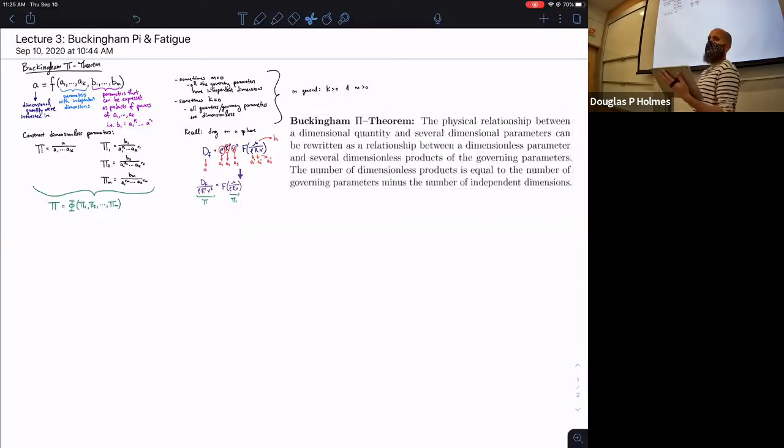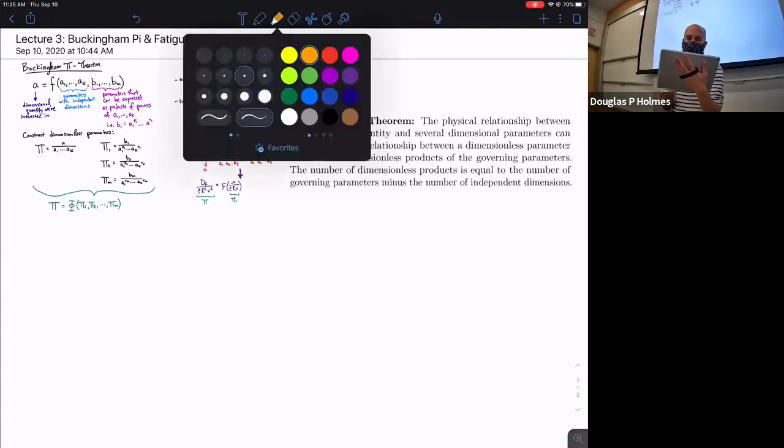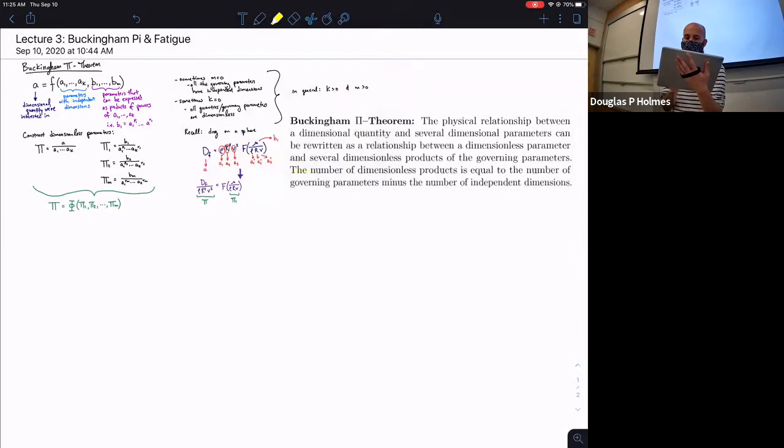So I'll read this just for the sake of reading it, but instead of writing it out, the Buckingham Pi Theorem is saying that the physical relationship between a dimensional quantity and several dimensional parameters can be rewritten as a relationship between a dimensionless parameter and several dimensionless products of the governing parameters. The last one is the one that you'll see quite a bit, so I'm going to highlight it, which is that the number of dimensional products is equal to the number of governing parameters minus the number of independent dimensions.